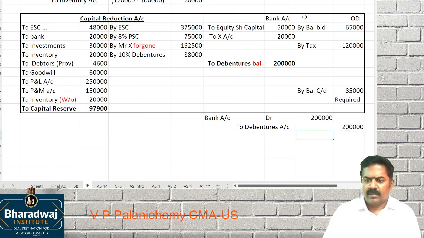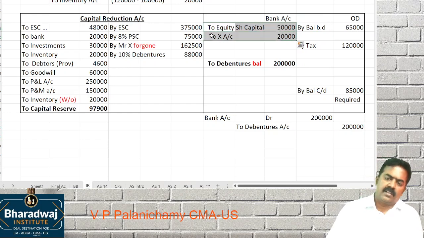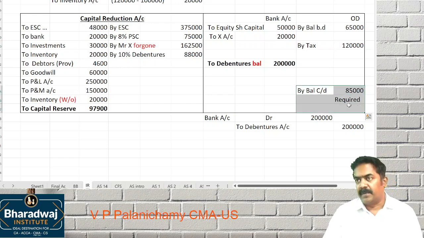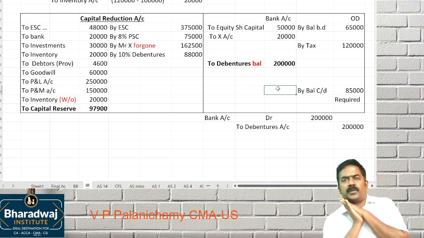Any doubt in it? Opening balance of OD is given. Equity shares, calls and arrears collected. From X, we collected 20,000. Closing balance is required. Tax we need to pay. Closing normal balance we have to maintain. OD balance. The normal balance we have to maintain means for the balance we need to issue which one? Debentures.